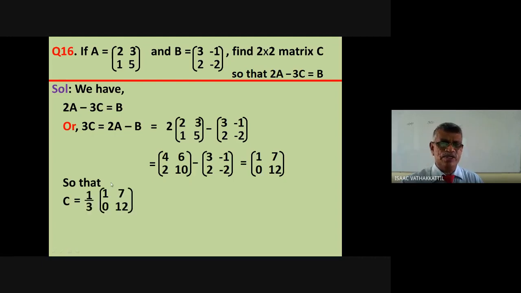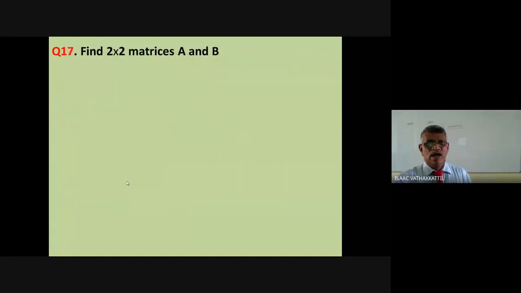So what is C? You have to divide by 3, that is, multiply with 1 by 3. 1 by 3 in front of this matrix, you can keep as such, that's no problem. Or you can multiply each element with 1 by 3. So the matrix can also be written as [1 by 3, 7 by 3; 0, 12 by 3, which is 4]. Okay? You got a matrix C so that 2A minus 3C is equal to B. Well, A and B are 2 by 2 matrices. Let's go for the next question.